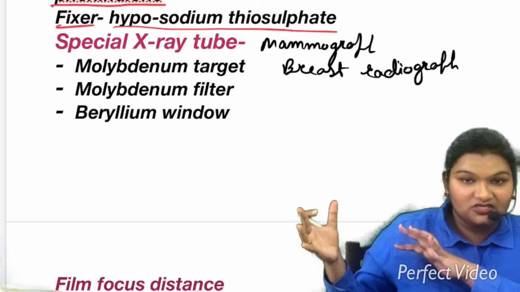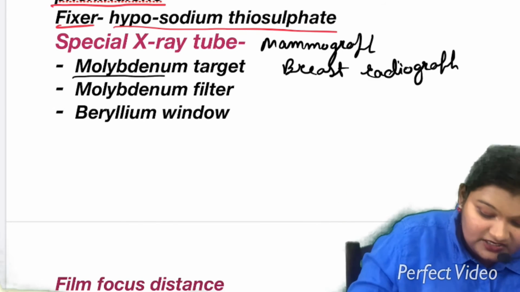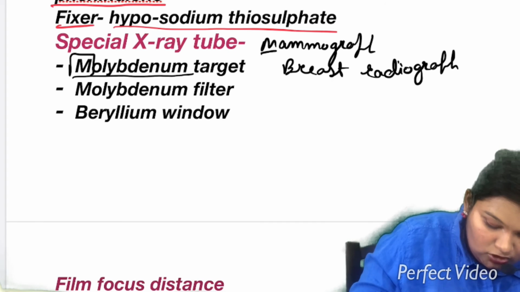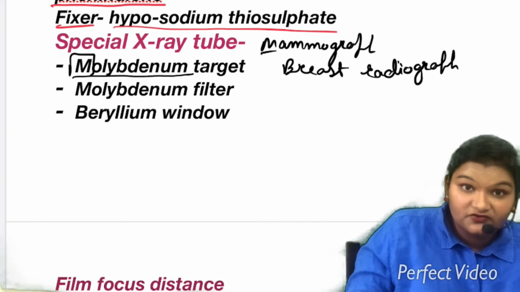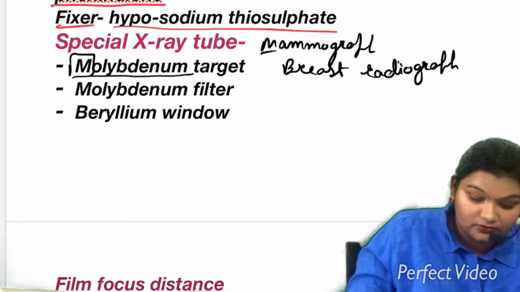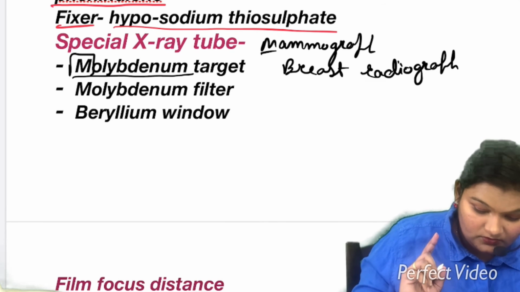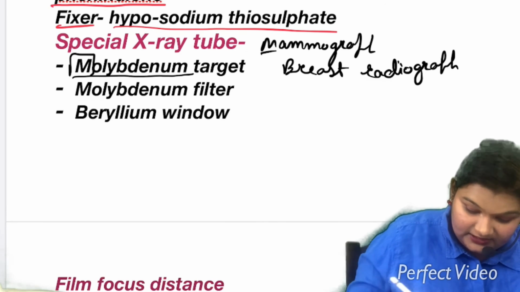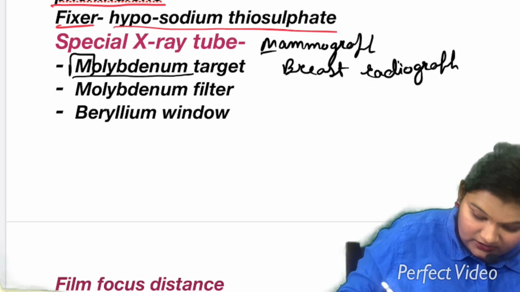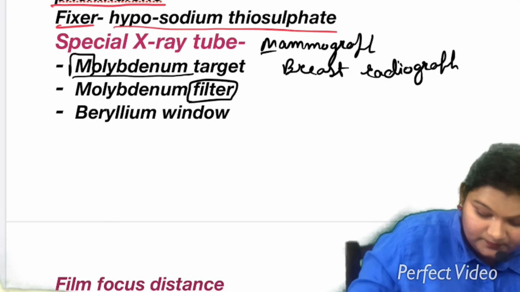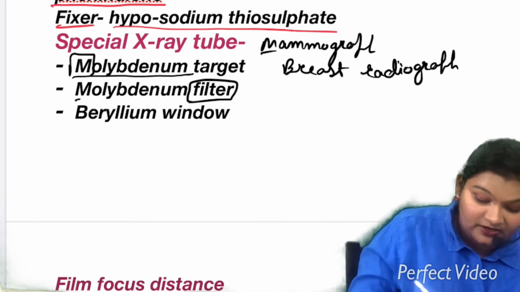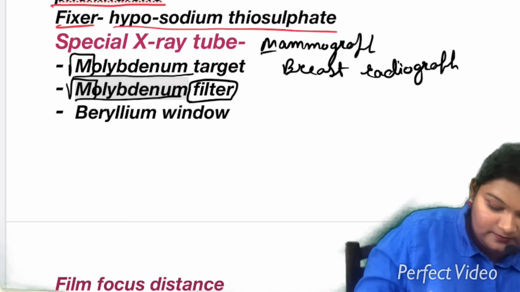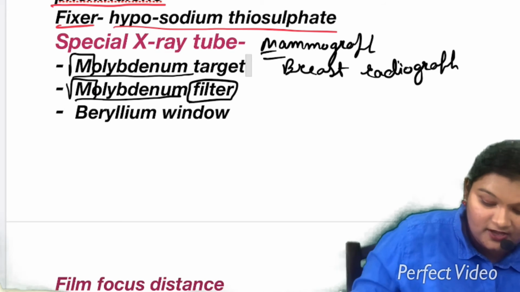So in mammography, what happens? In normal X-ray, the target is made up of tungsten. Here it is made up of molybdenum. M for molybdenum, M for mammography. Then the filter. In normal cases, the filter is made up of aluminium, but here it is made up of molybdenum. M for molybdenum, M for mammography.